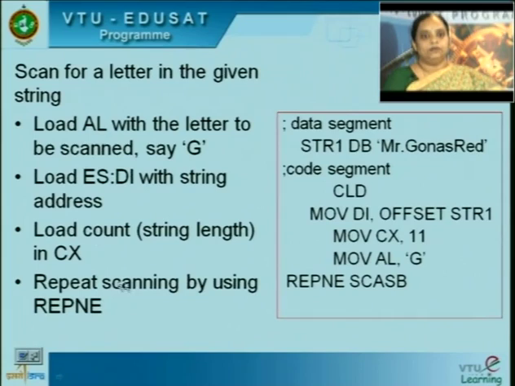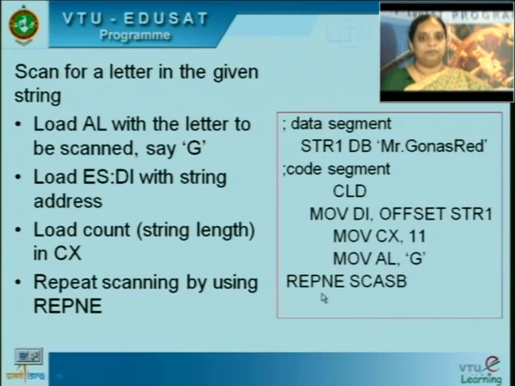We are going to repeat scanning by repeat on not equal. The SCASB is repeated CX times. If there is no G, the complete string will be scanned, and since CX is 0, it will say G is not found. In this example, G is there, so once it comes to the G portion, the equality condition will occur. Here I am repeating as long as it is not equal.